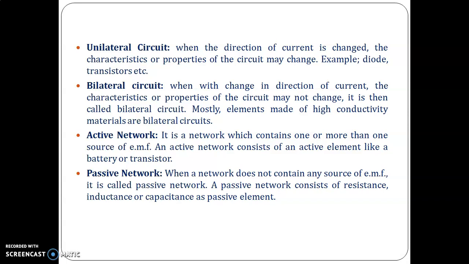Coming to the bilateral circuit, that is, when with a change in direction of current, the characteristics or properties of the circuit do not change, it is called a bilateral circuit. The best example is the resistor. Since the resistor has both ends, in either end the current can flow. That is, the current can flow from right to left, and also the current can flow from left to right. Whatever may be the direction of current, your circuit property will not change.